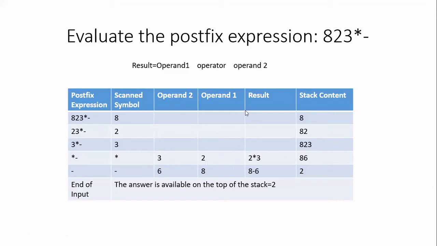Now the important step comes. Here only people will make mistakes. You are going to find the answer. That is the result. See the formula I have written here. Result is operand 1, then operator, then operand 2. Here, operand 1 is nothing but the second symbol you have popped, that is 2. The operator you scanned is multiply, so write it. Then operand 2 is the first symbol you have popped, that is 3. Now, you have to find the answer of this particular expression. 2 multiplied by 3 is 6.